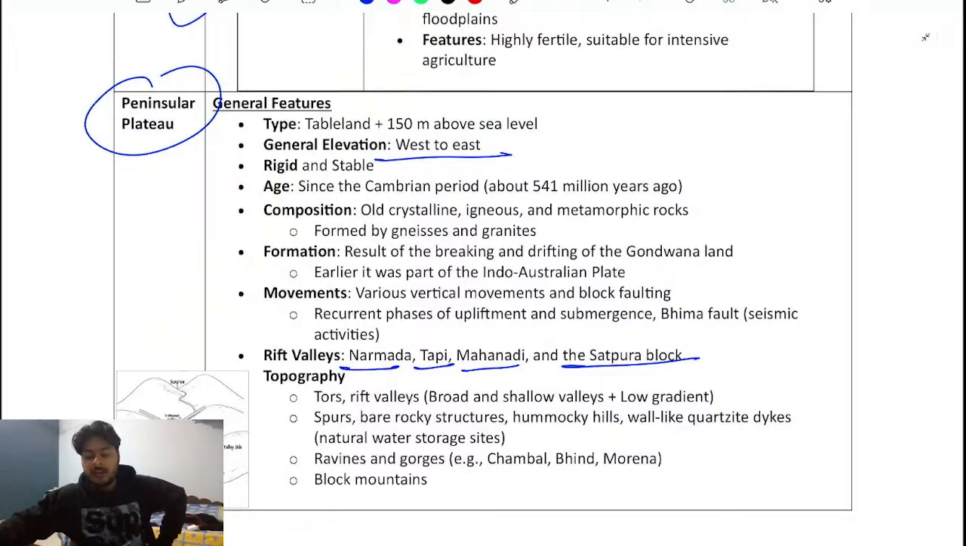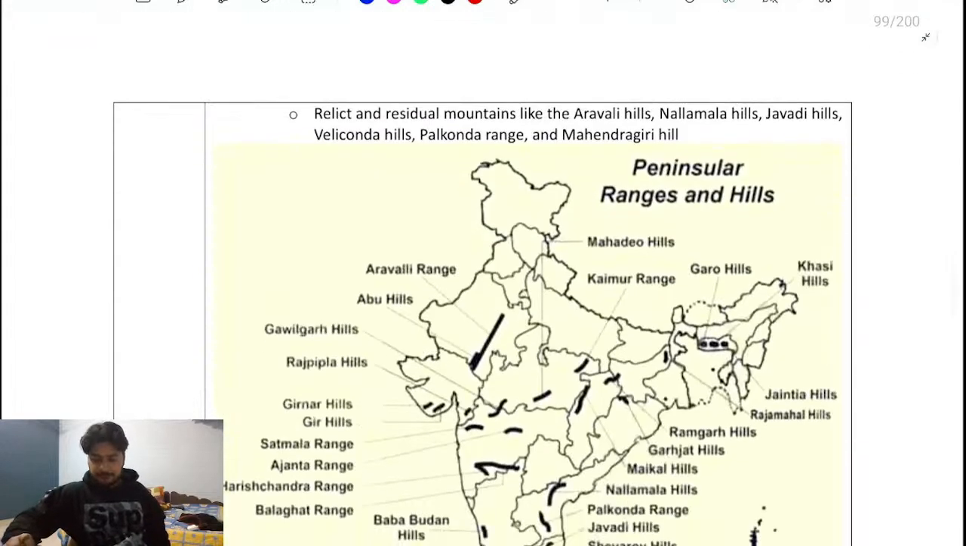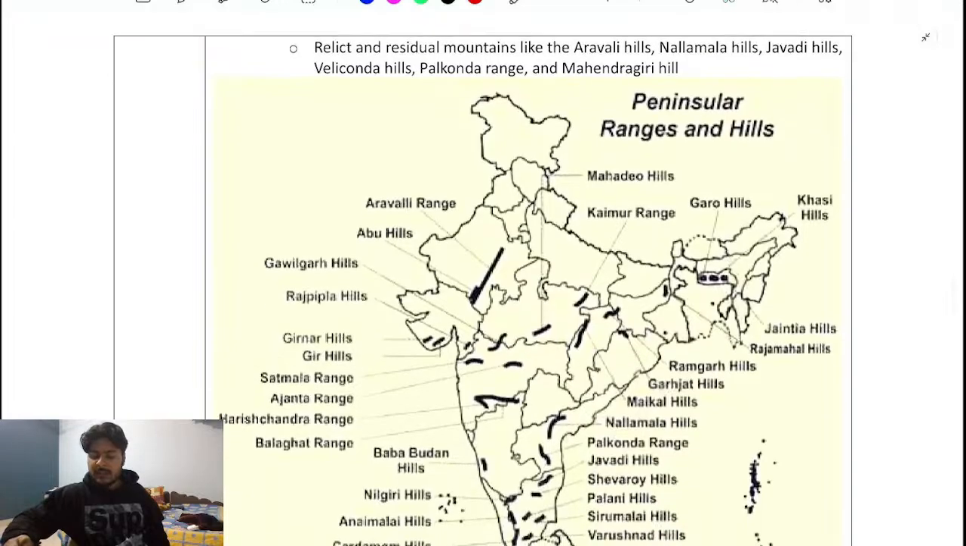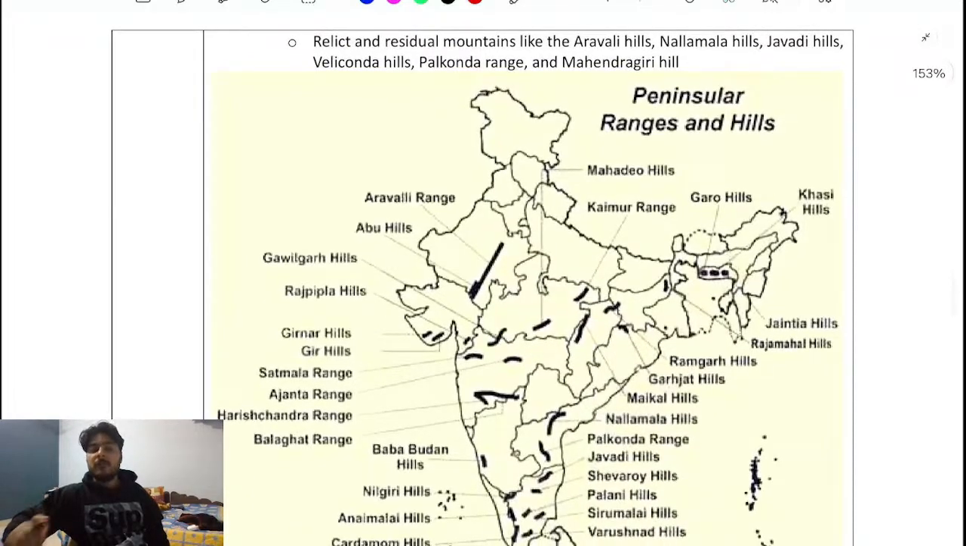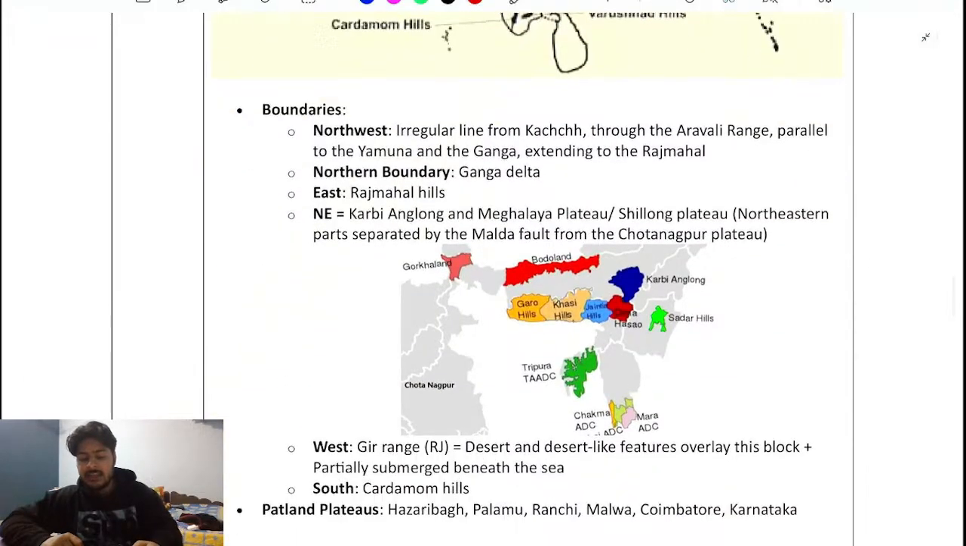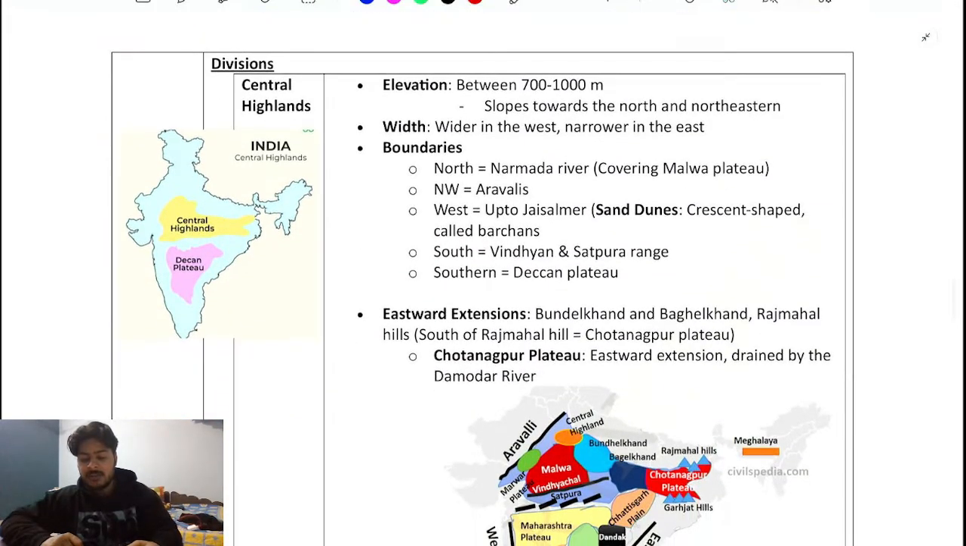Clear, everybody? ठीक है. Now this is overall the peninsular range and the hills. These are the hills that you need to understand, and don't worry about it. Each and everything regarding the points will be clear to you. I will give you the mnemonics for each and everything. Mapping will become a boon for you. You are going to score maximum marks from my mapping section. Stay with me.